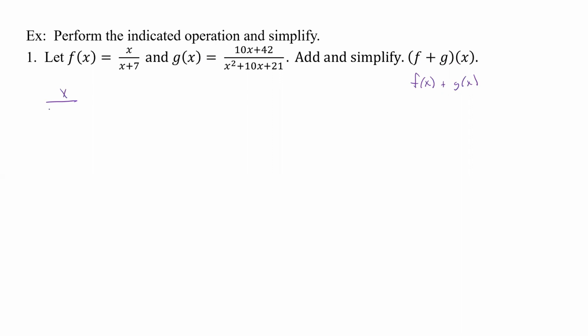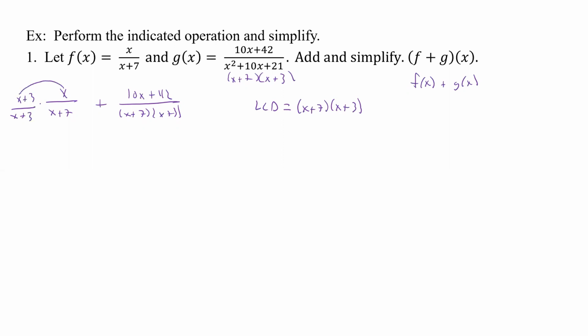We're going to take x over x plus 7, and then we're going to add. Now, if we think about this, let's go ahead and factor this so we can write it as it is. So that's x plus 7, x plus 3, and so we have 10x plus 42 over x plus 7, x plus 3. All right, so what do we do? Well, our LCD is x plus 7, x plus 3. Okay, what does that mean? Well, we have to multiply this one times x plus 3 over x plus 3.